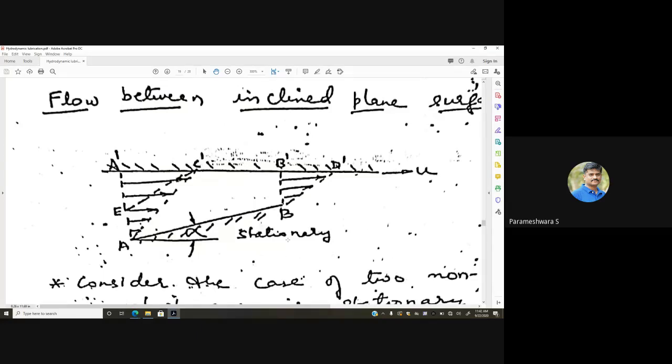So the volume of A dash C dash is greater than the volume of B dash D dash. Just observe this. The volume of oil in the region A dash C dash is greater than the volume of oil in the region B dash D dash by an amount of the volume of AE C dash.